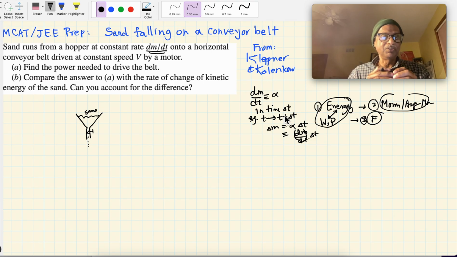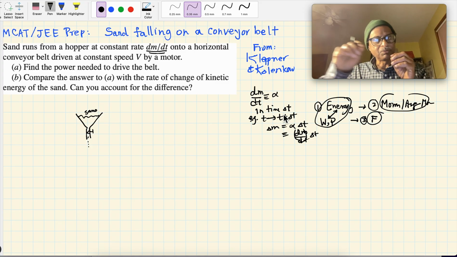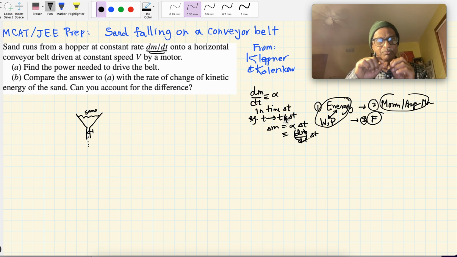Recall from the last several videos we've been doing, we're always thinking in terms of time: what happens now and what happens a little bit later. All right, so we'll focus on the interval between time t and t plus delta t. So we're going to pick a random time t to actually focus on. So this is some random time t.